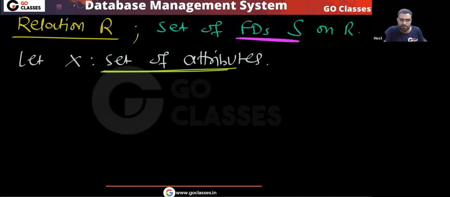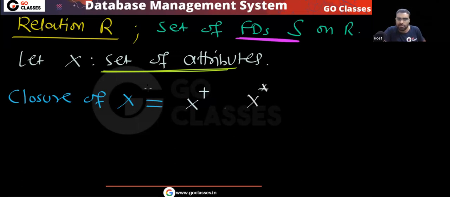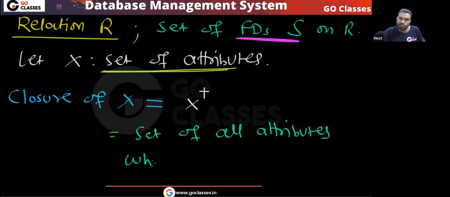Now, what is closure of X? Let's see. We denote it X plus. Some people denote it X star, but most of the time it will be denoted X plus. So closure of X, we denote X plus. What does this mean? This means all the attributes which X can derive. This will be equal to the set of all attributes which X can derive, which X can determine.